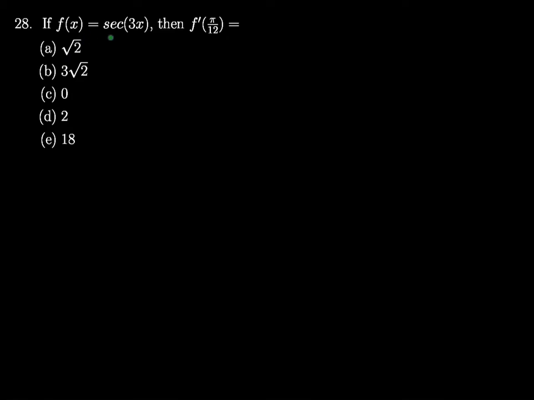I have f of x equals secant 3x. Let me write that down. So f of x is equal to the secant of 3x, and I want to take the derivative of this. I see I have secant and then I have 3x. I have two functions, so I have an outside and I have an inside function. And the way I need to take care of this is I'm going to have to use chain rule.